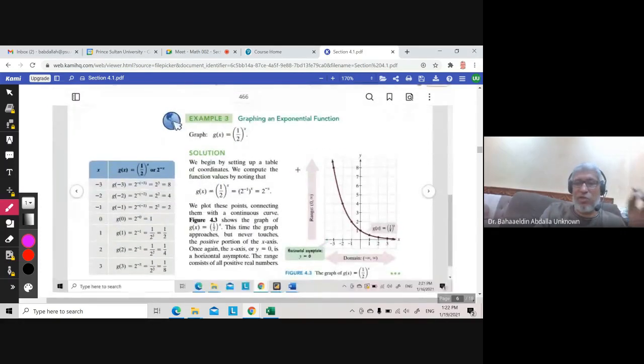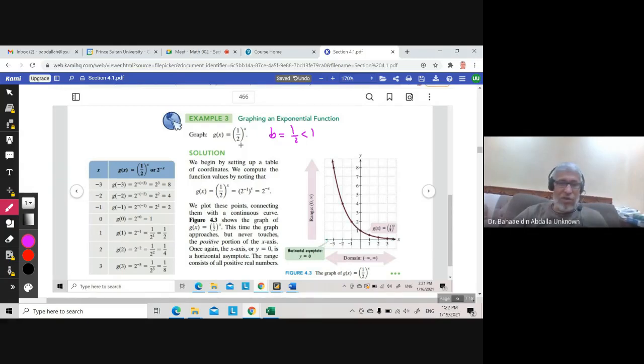Now let us talk about the graph of y equals half to the power x. If you look here, what is b? b here is half, and half is less than 1. So the graph would be like this, decreasing.